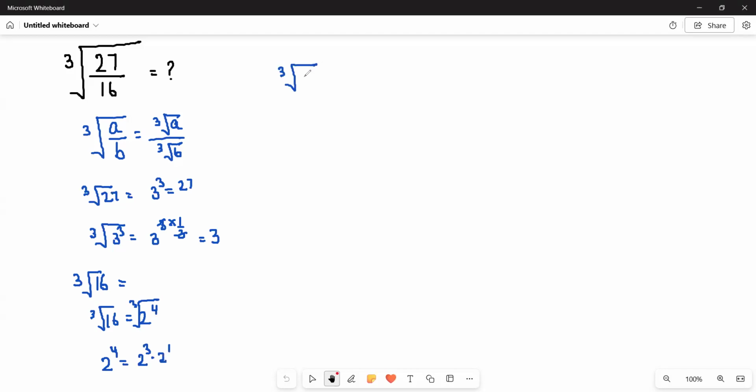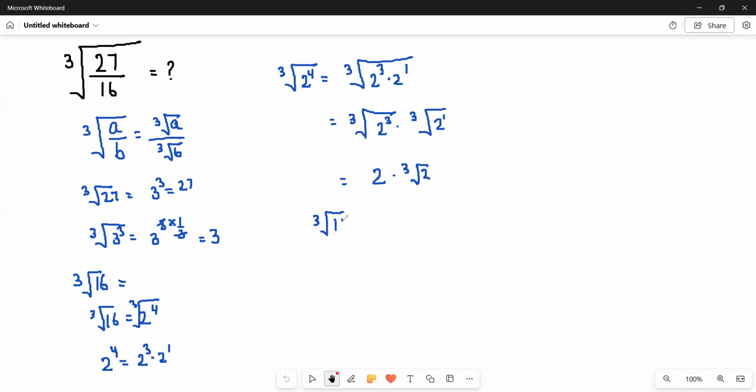Now cube root of 2 power 4, I can write it as cube root of 2 power 3 times 2 power 1. So this I can write as cube root of 2 power 3 times cube root of 2 power 1. So this becomes 2 and this is cube root of 2. So cube root of 16, we can write it as 2 times cube root of 2. So that's a clean form for the denominator.